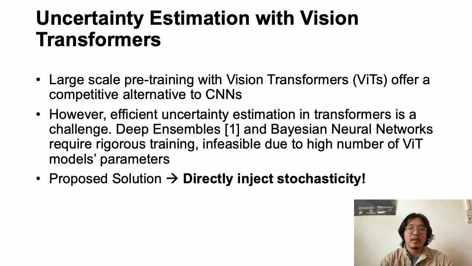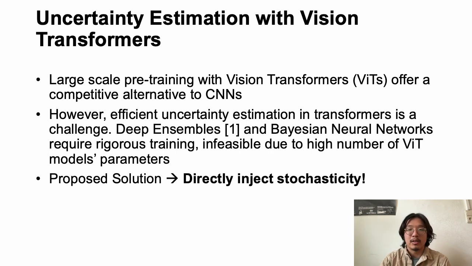Large-scale pre-training with vision transformers offers a competitive alternative to CNNs, especially because practitioners can pre-train the scalable vision transformers with very large-scale image datasets such as ImageNet 21K. However, efficient uncertainty estimation in transformers is a challenge and is still rather unexplored. Deep ensembles and Bayesian neural networks, some of the classic methods, require rigorous training and are infeasible due to the high number of ViT model parameters, so they are not really practical in applications such as real-life medical imaging.